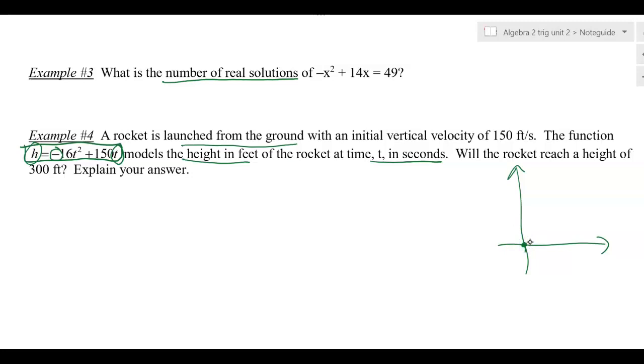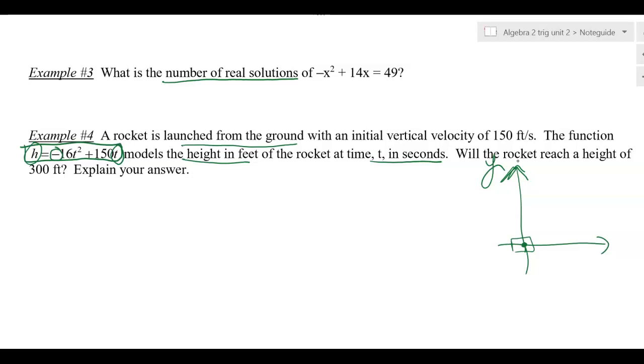If you didn't know it was on the ground, maybe it is, maybe it isn't, how could you figure out whether it's hitting at the origin or not? How would you find out if this is a point on your parabola or not? What's that? So this isn't the vertex, but if you want to know where the parabola hits on the y-axis, what do you need to do? Plug in 0 for x, right?